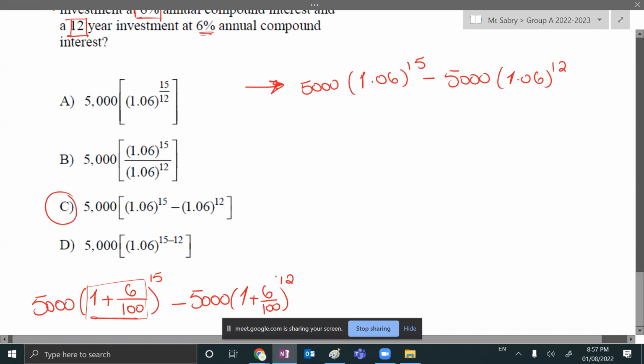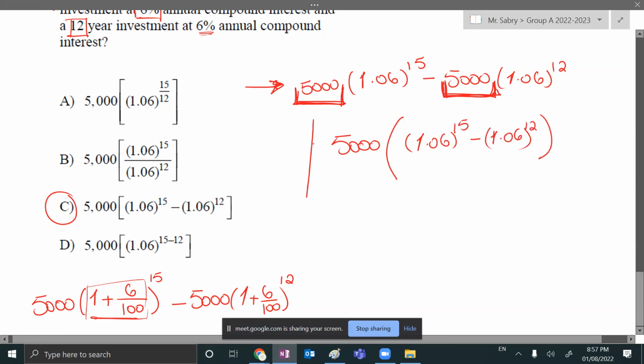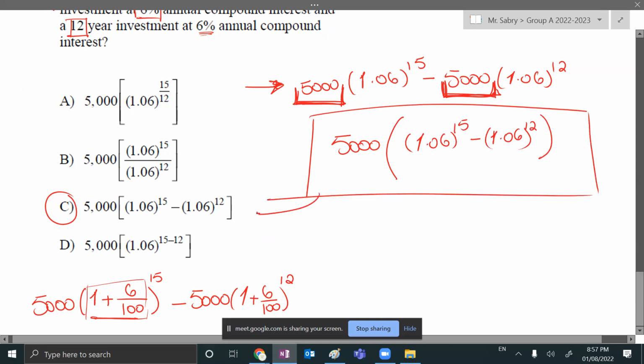It's actually C. How do I know that? Because if you took the 5,000 itself as something called a common factor, when you look at these two, the 5,000 is a common factor. You write the common factor out and then you open up a bracket. You leave what's remaining, which is mainly this 1.06 to the power of 15 minus 1.06 to the power of 12, and then close the bracket. This is the same as choice C. Does that make sense?